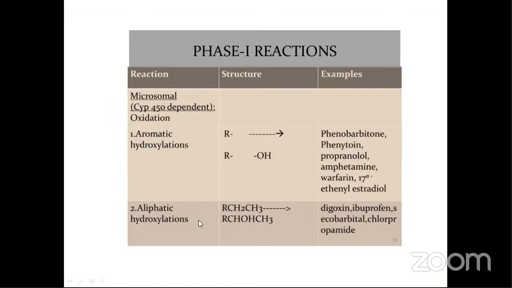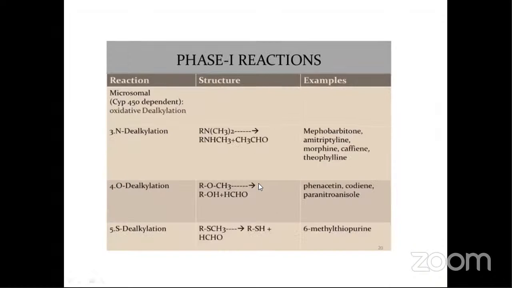Another is aliphatic hydroxylation. So this is an aliphatic ring, and hydroxylation takes place on the aliphatic group. Examples are ibuprofen, digoxin, secobarbital, chlorpropamide. These are examples of drugs available for aliphatic hydroxylation. So you remember the examples.